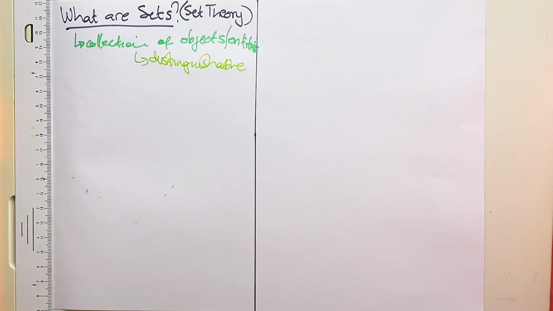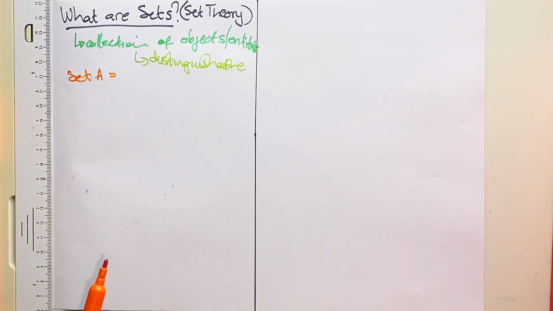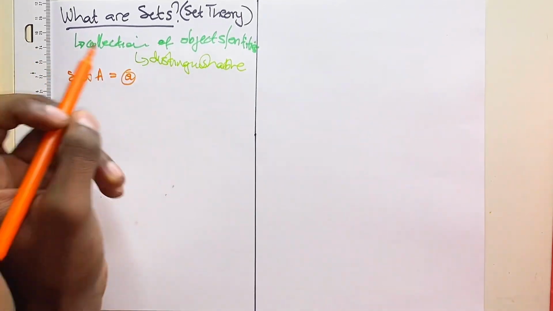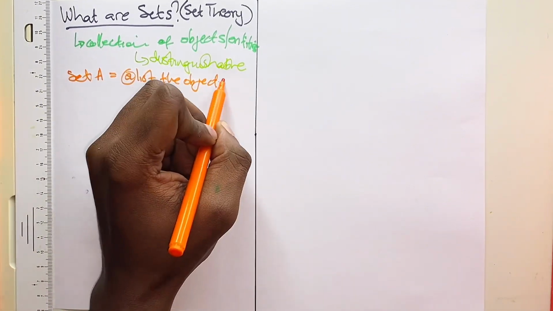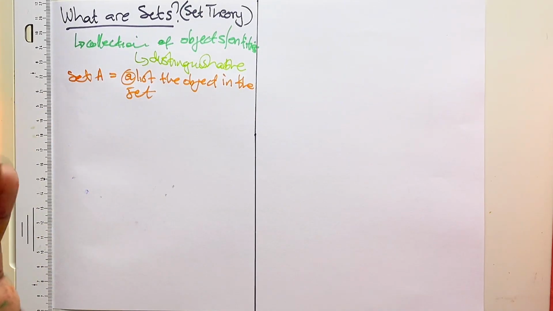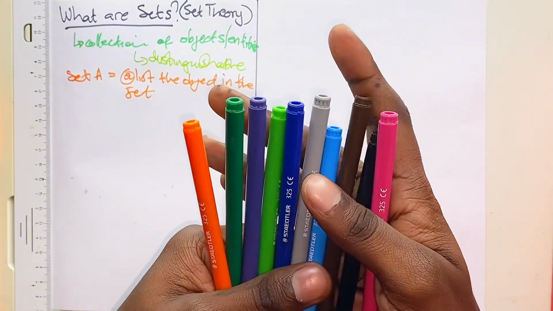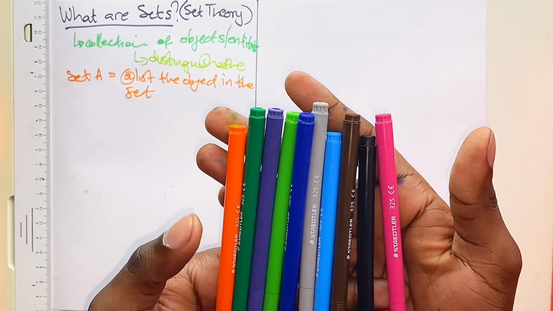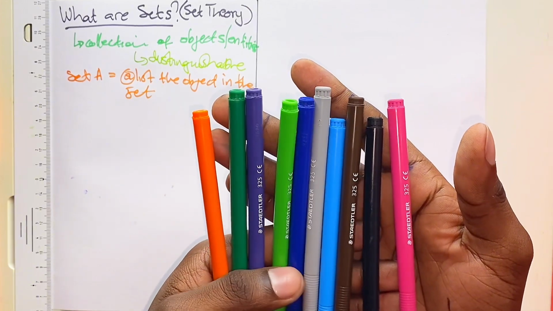And for us to say we have a set, let's say set A, in a statistical sense, we must be able to, number one, list the objects in the set. So it is not a set if you cannot list the objects or entities that belong to that particular set. As I said, my set consists of different colored pens. I will have orange, green, blue.